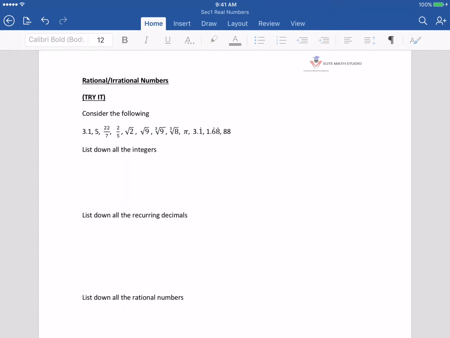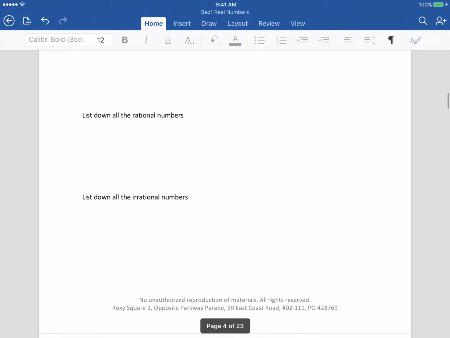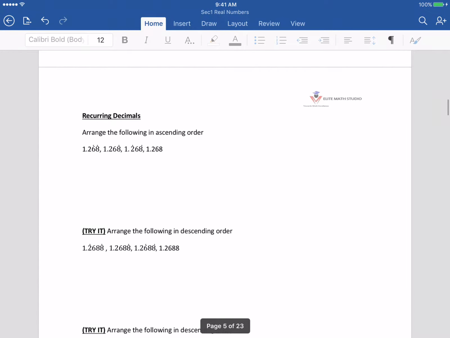Next one is actually to try it. For this one, it is trying to let you identify what are integers, recurring decimals, rational numbers, and irrational numbers. Okay? Please give it a try.